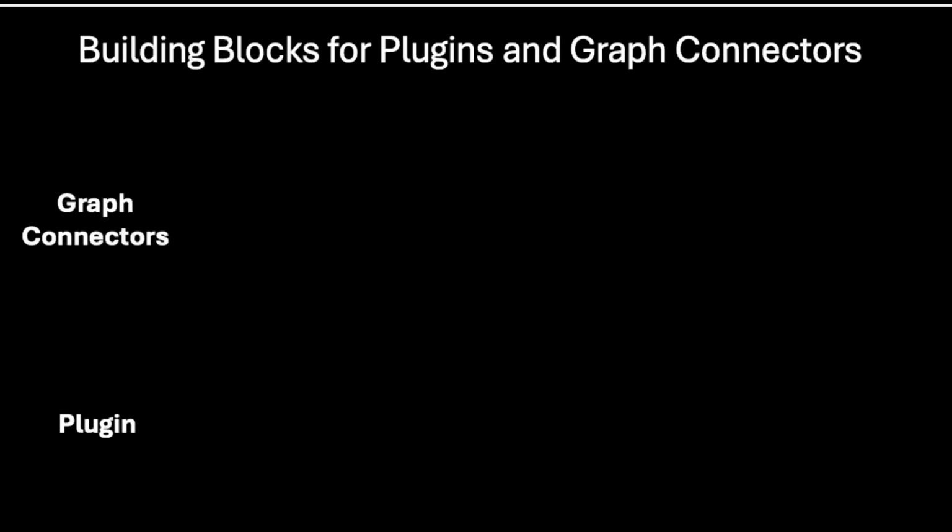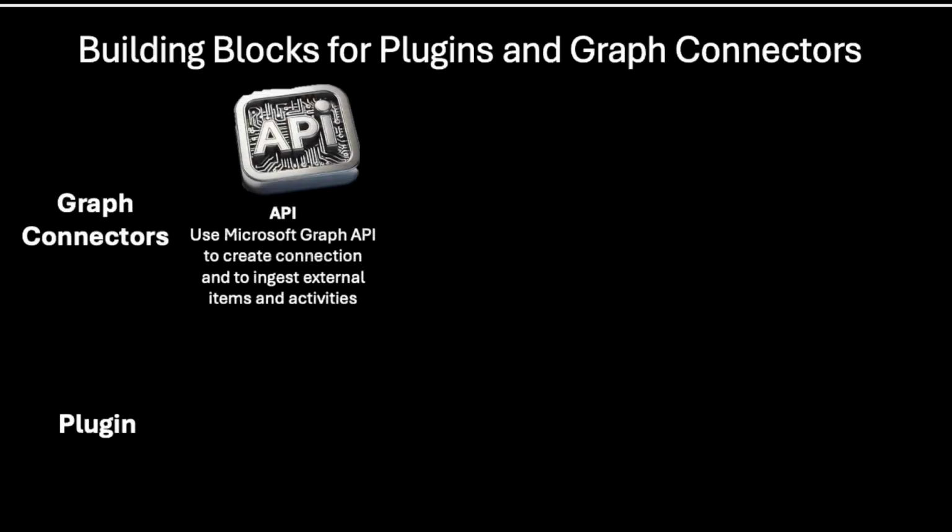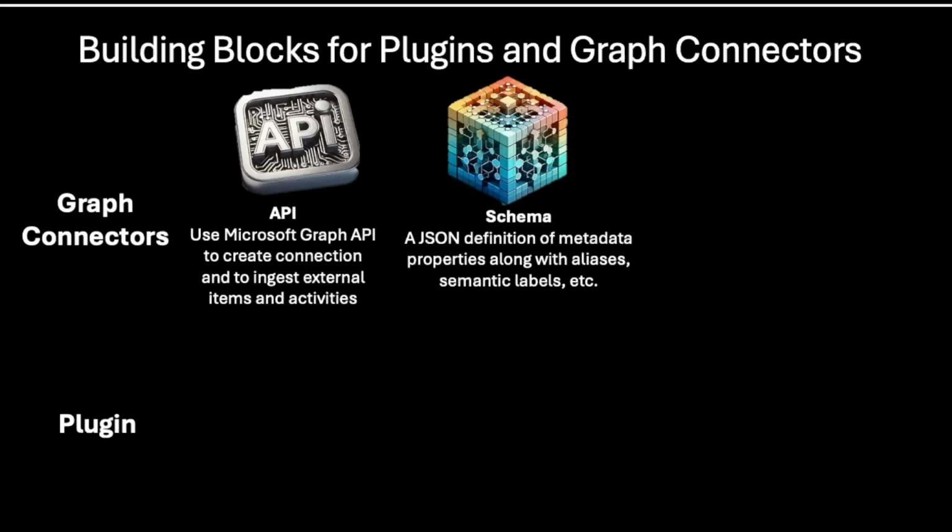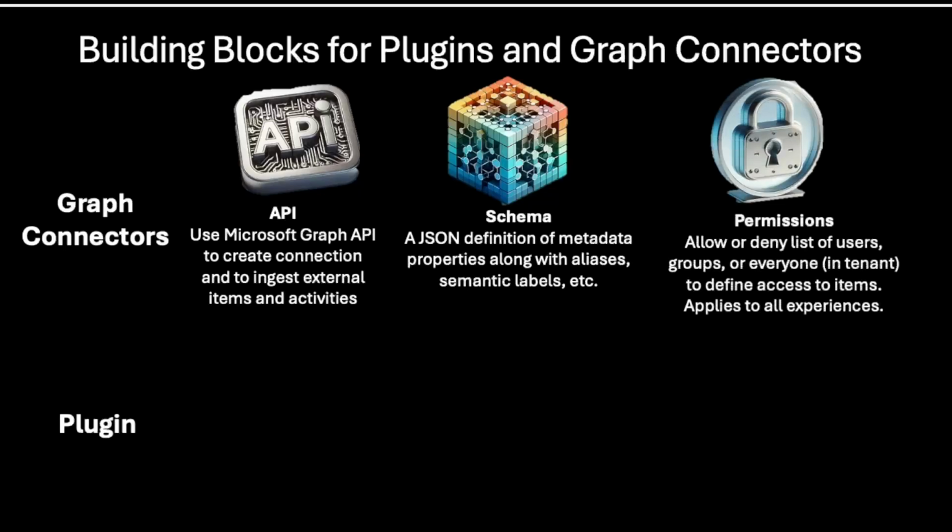Now, the building blocks for plugins and Graph connectors. For Graph connectors, you have an API, and that is the Microsoft Graph API. You use this to create connections and to ingest external data of items and activity. Then you have a schema. This is a JSON definition file made of metadata that includes properties along with aliases, semantic labels, etc. And then you manage permissions. This is an allow or deny list of users, groups, or anyone in your tenant, and this really defines the access to all the items. And remember, this applies to all the experiences.